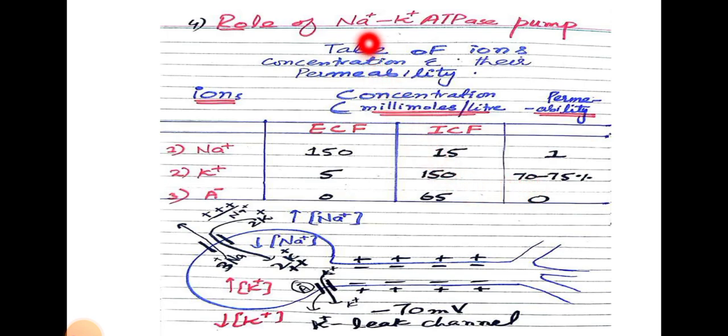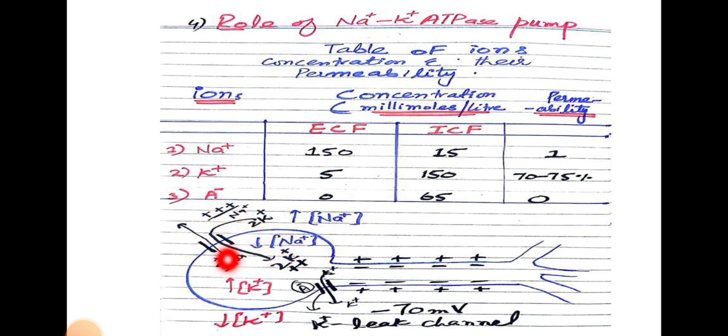Now, let's see what is the role of the sodium potassium ATPase pump. It is actually a protein that is embedded in the cell membrane, and when ATP is hydrolyzed to ADP, energy is released, and this energy transports sodium and potassium across the cell membrane. For every 3 sodium that goes out, 2 potassium moves in.